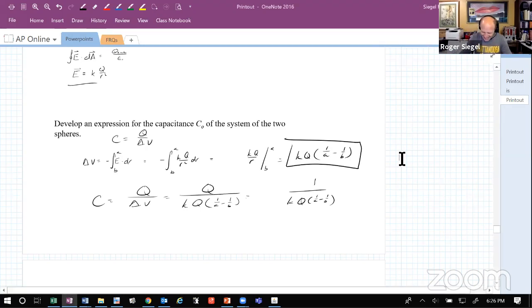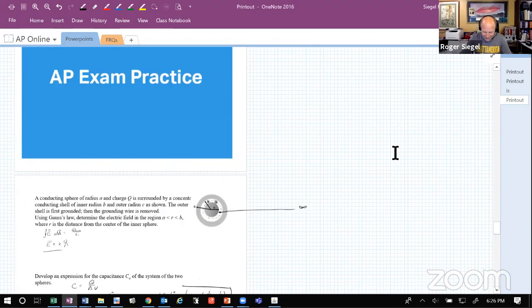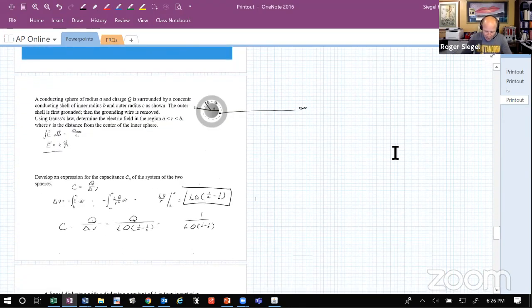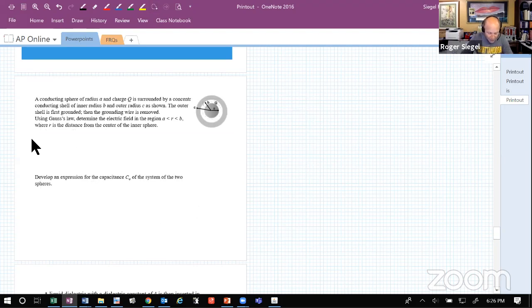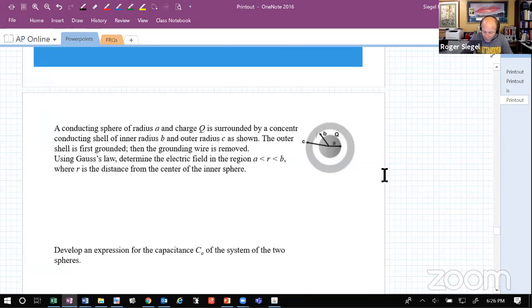Let's go ahead and take a step back and see what I've been talking about. I'm just going to jump in here and pick up where we left off. Okay, so this is our conducting sphere of radius A and charge Q, and we've seen this one before, so many times that I'm going to give us that the electric field between A and B, if you remember, with a spherically symmetric charge surrounded by a spherical Gaussian surface, is KQ over R squared.